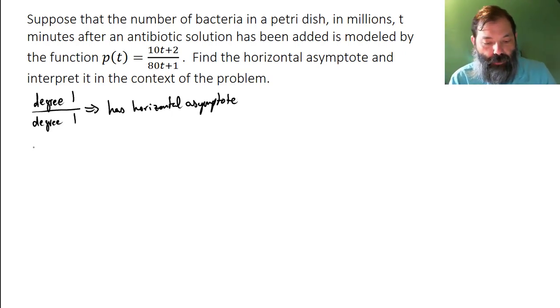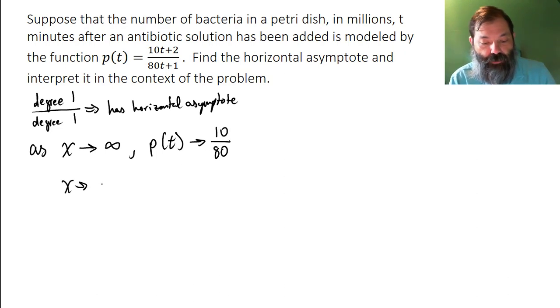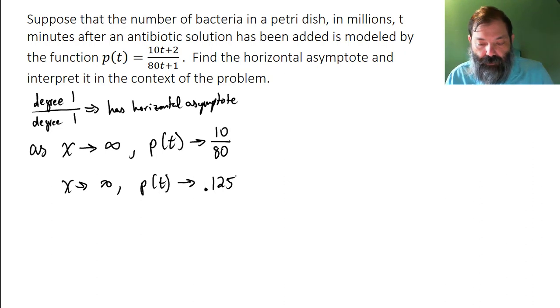And so what we'll say is, as x approaches infinity, p of t approaches, we take the lead coefficients. All right, so in this case, the lead coefficient in the numerator is 10. The lead coefficient in the denominator is 80. P of t approaches 10 over 80. So as x approaches infinity, P of t approaches, well, we could reduce that to 1/8. Or the decimal number, how about the decimal number, 0.125? I think that'll make the most sense in the context.